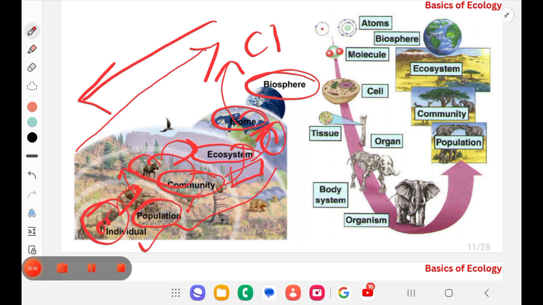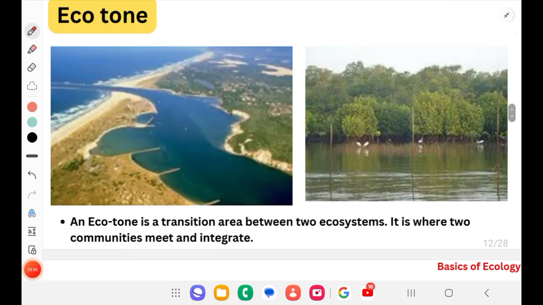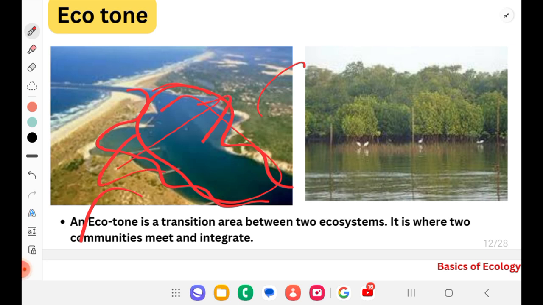So if you see again the organisms, it is from atoms, molecules, cell, tissue, organ, body system, organisms, then population, community, ecosystem and biosphere. So this is the sequence you should be remembering so that you can answer the question so easily. I didn't show the picture. Now you see ecotone. It's a transition zone, right? Between the forest and the grassland there is an ecotone, that is transition zone. Here it's mangroves and this is marine ecosystem. So this is a transition zone.